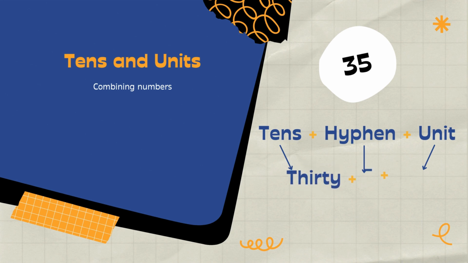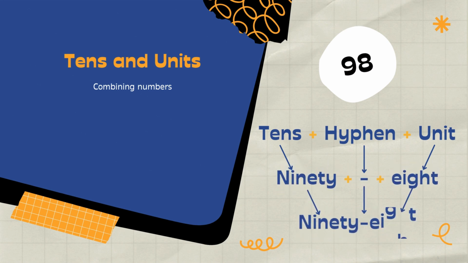Try another number. First, we write the tens, 30, then we write the hyphen, and finally the unit, 5. Again, there aren't any spaces and it works as a whole word. Let's go with another one. Tens go first, 90, hyphen, and unit 8. You see, it is just a matter of practice if you have the right information. Try another one.